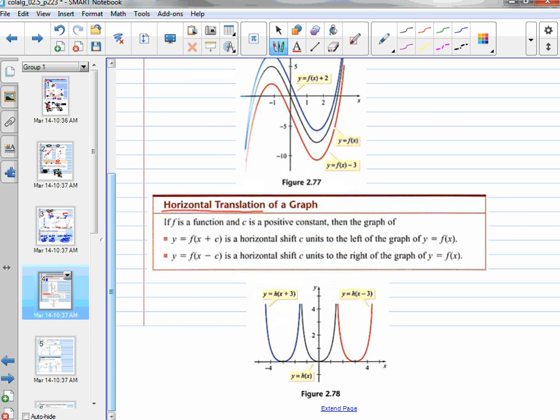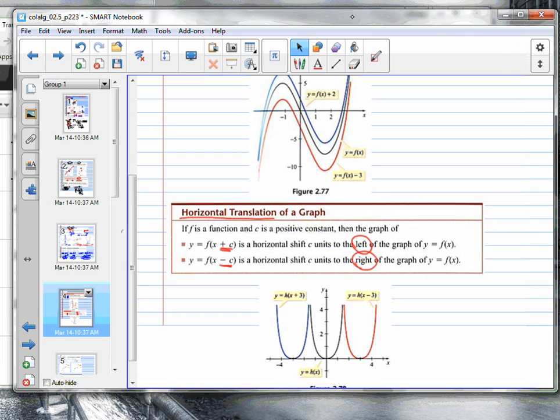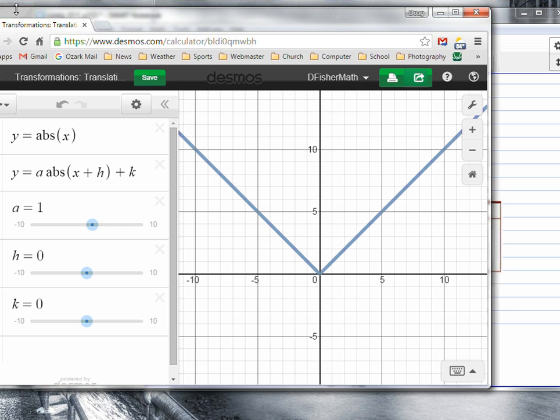Horizontal translation. If I add or subtract a number onto the x, notice it's inside that function, not off at the end. If I add, I move it which direction? Left or right? Which direction? Left. Yeah. If I subtract, I move it right. So back to our pretty graph over here.